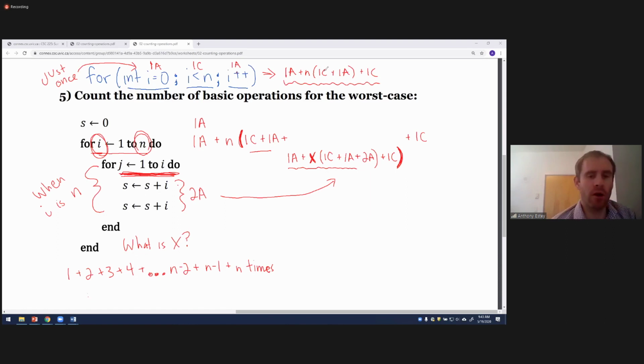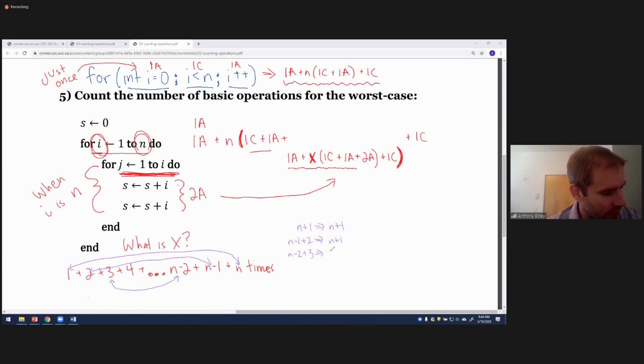Okay, so now we need to think about all of these terms. If we combine the first and the last term, if we add these two terms together, we've got 1 plus n, which is n plus 1. If we add the second term and the second last term, we've got n minus 1 plus 2, which is n plus 1. If we add the third term and the third last term, all of these are equal to n plus 1. So n plus 1 equals n plus 1, then n minus 1 plus 2 equals n plus 1, and n minus 2 plus 3 equals n plus 1.